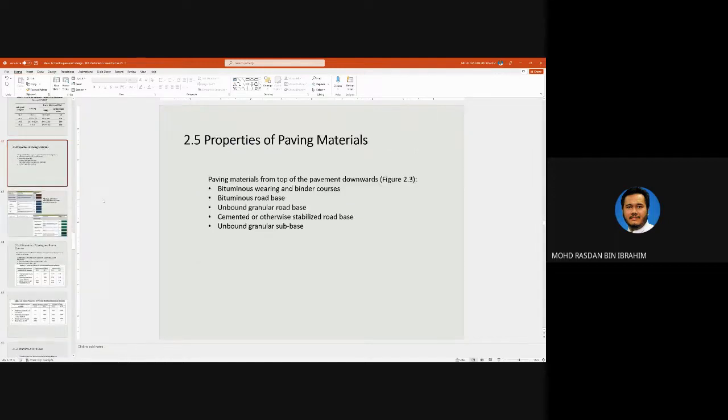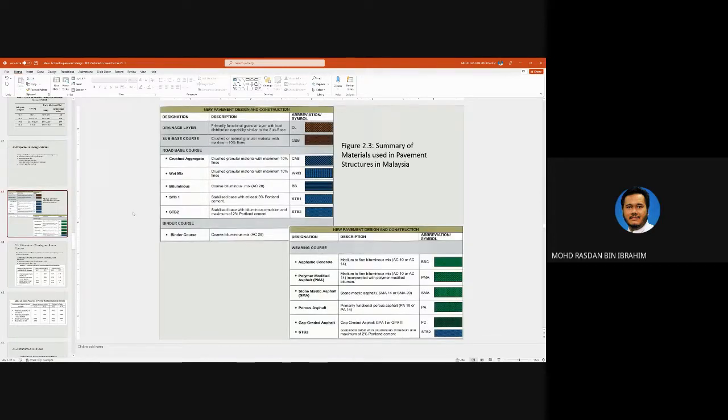So, properties of paving materials. This is the title. From the top of the pavement downwards, this is referring to the figure that is being used by JKR. The topmost part, and then you have the road base: bituminous road base, or unbound granular road base, or stabilized road base, and finally the sub base, unbound granular.